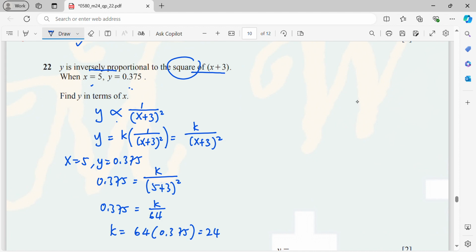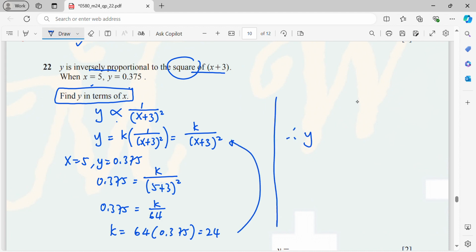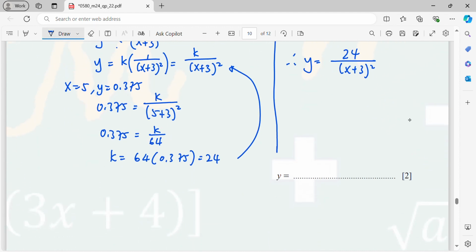Now express or find y in terms of x. After you found the k, just substitute back into this expression. Therefore, your y is 24 over x plus 3 squared. So that is the solution of this question.